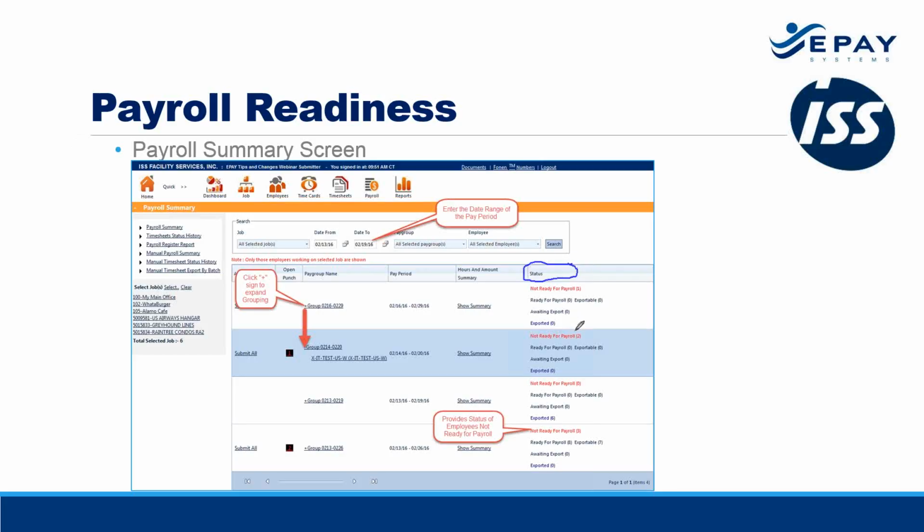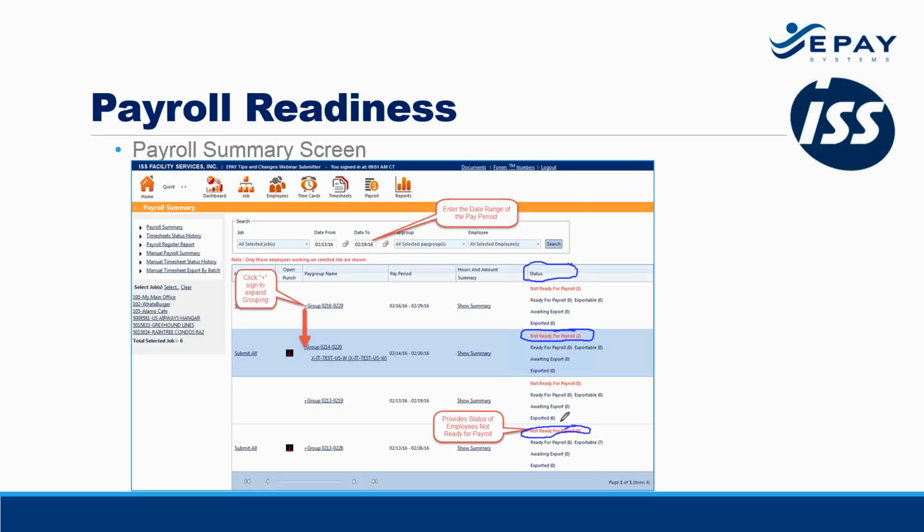Each one of these gives you a red line that says not ready for payroll. If I see any of these that have not ready for payroll followed by a number in parentheses, like the ones I've circled, that is your cue that you have issues. If there's a number in there for not ready for payroll, that's letting you know that that number of employees will not get processed come the next step.